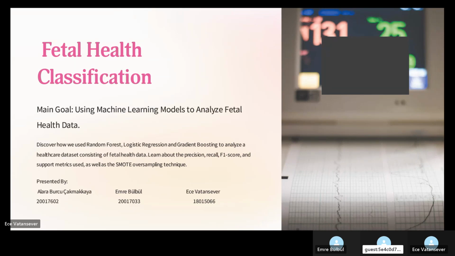In our research, we have used random forest, logistic regression, and gradient boosting methods to analyze CTG data, aiming to categorize fetal conditions into normal, suspect, and pathological. The objective was to minimize the prediction error. Our findings have been encouraging.